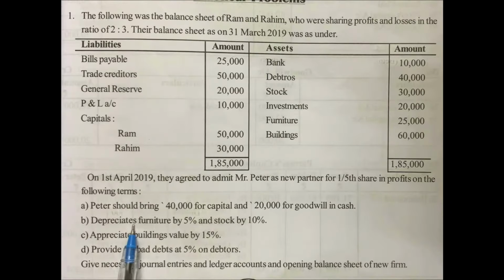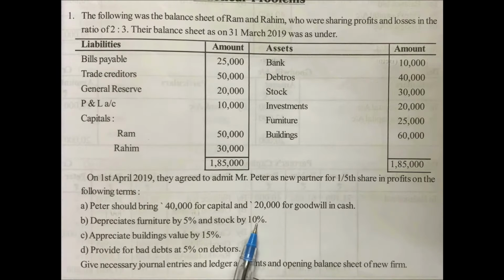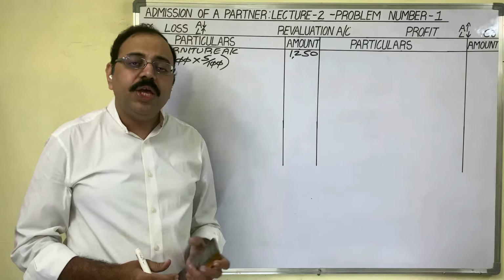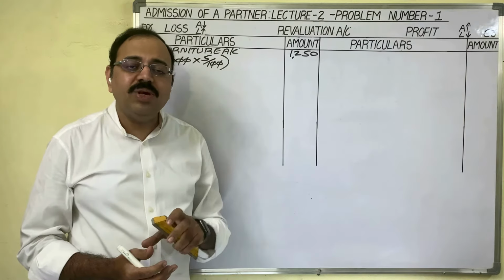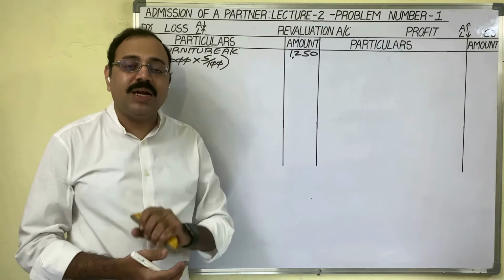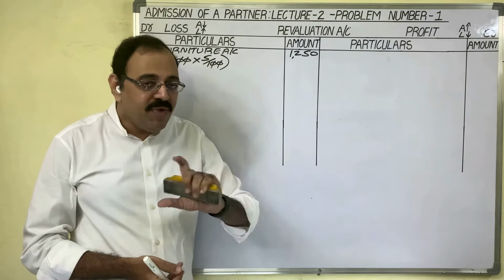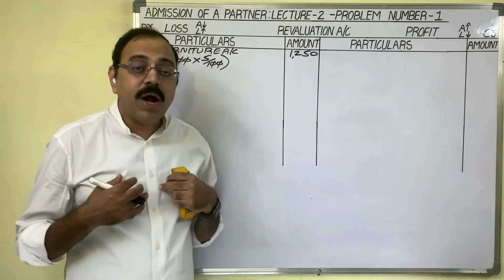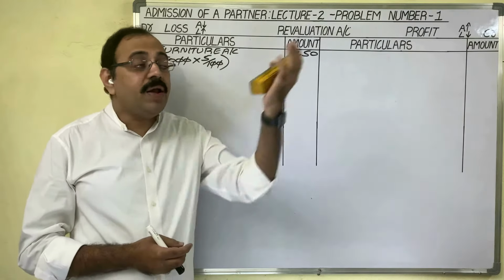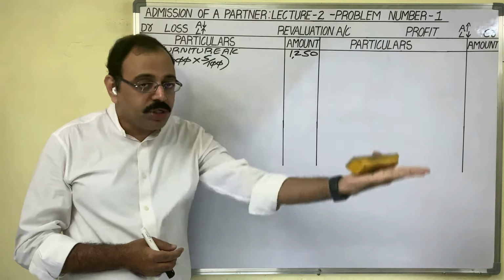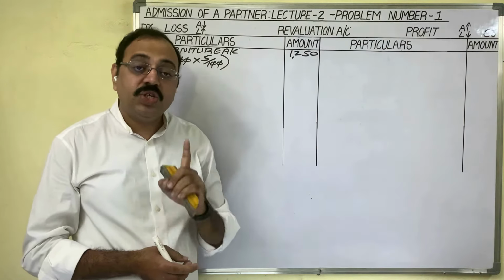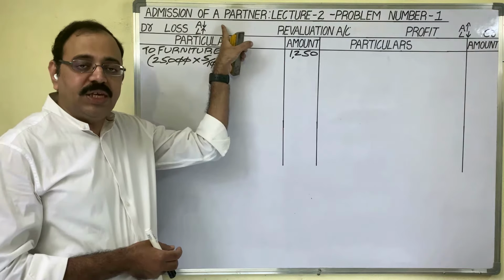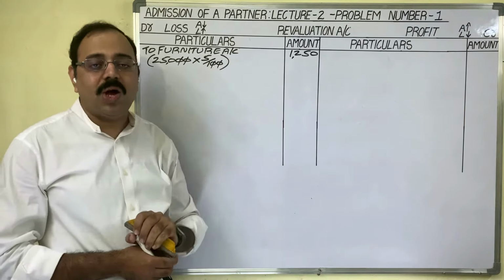B. Depreciate stock by 10%. In old balance sheet, stock value is given as 30,000 rupees under asset side. And in revaluation of stock at the time of admission, old partners came to know that market value of stock is reduced by 10%. Stock is an asset. Asset value is decreasing. This is also a loss.